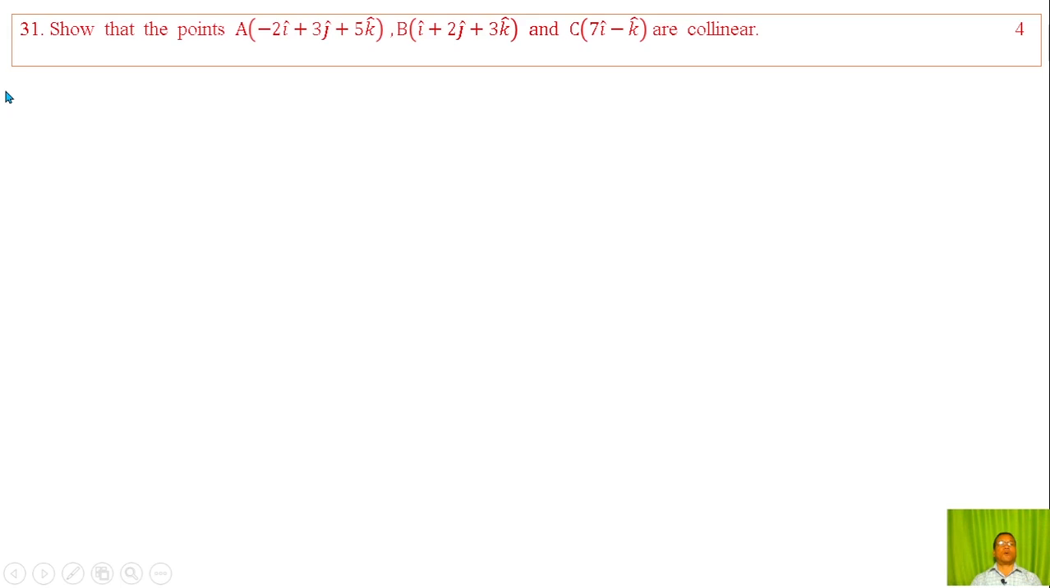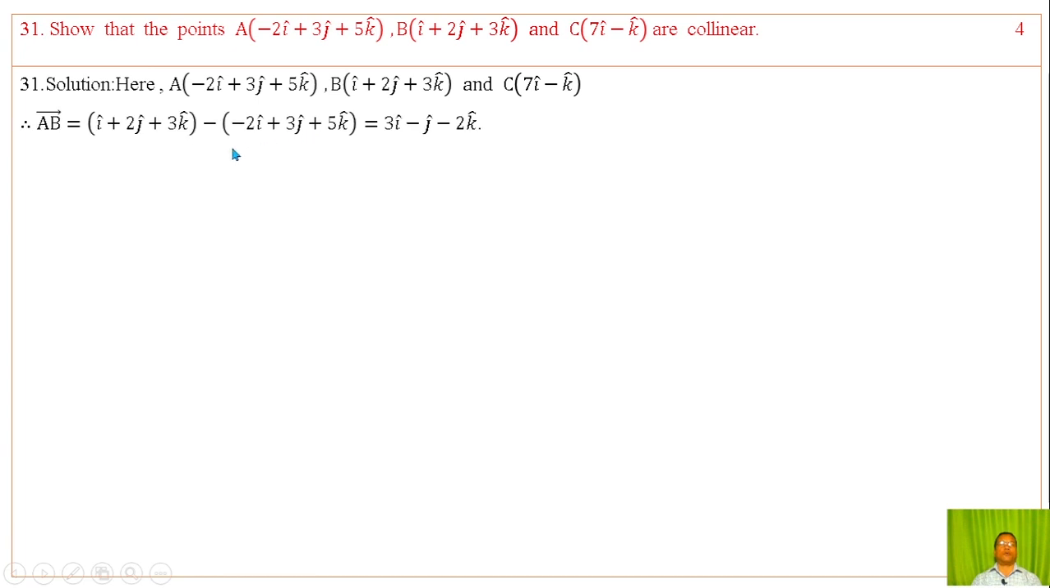Question number 31. Find the value so that the points A, whose position vector is this, B, whose position vector is this, and C, whose position vector is this, are collinear. To show points are collinear, we have AB vector, position vector of B minus position vector of A. Subtracting, we have this. And BC, position vector of C minus position vector of B. We have this. Then we have AB is equal to 2 times of BC.